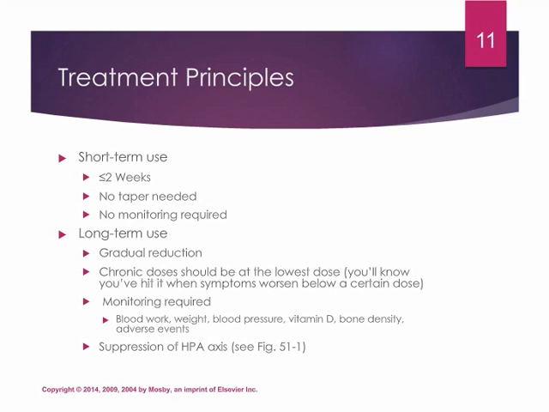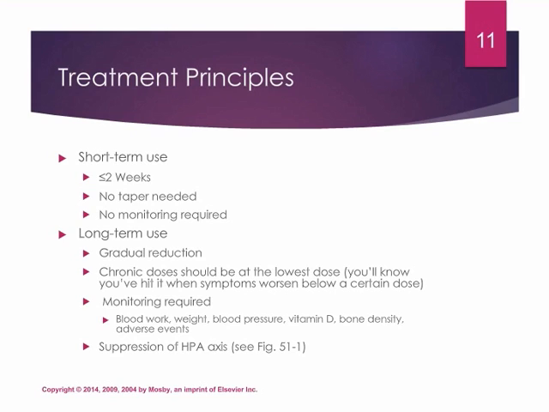Long-term use then requires a gradual reduction in dose. Chronic doses should be used at the lowest dose, and you'll know that you've hit the lowest dose when the symptoms come back. So if you're toggling between 5 and 2.5, and at 2.5 the patient is just a little bit too symptomatic, you know that 5 is your lowest manageable dose for that patient.